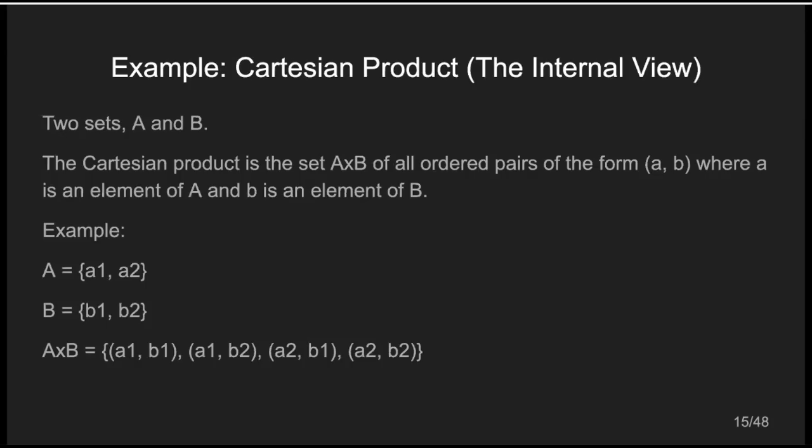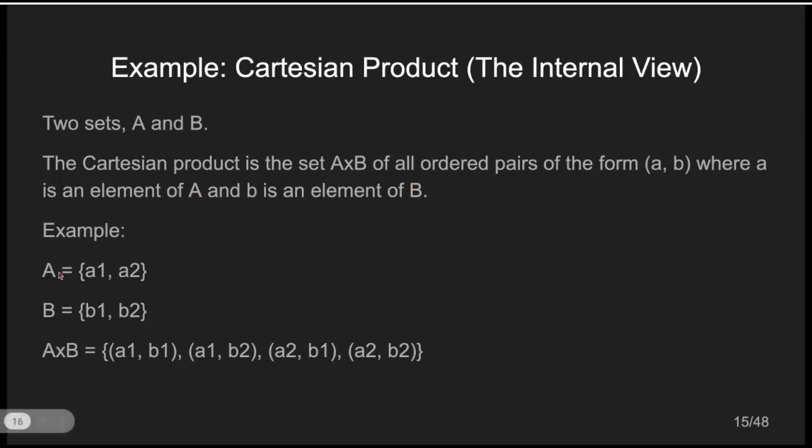So let's start with the internal view of the Cartesian product. This is the standard way to define the Cartesian product that every math student is going to learn. So we have two sets, A and B. The Cartesian product is the set written A times B of all ordered pairs with the form (a, b), where a comes from the set A and b comes from the set B.